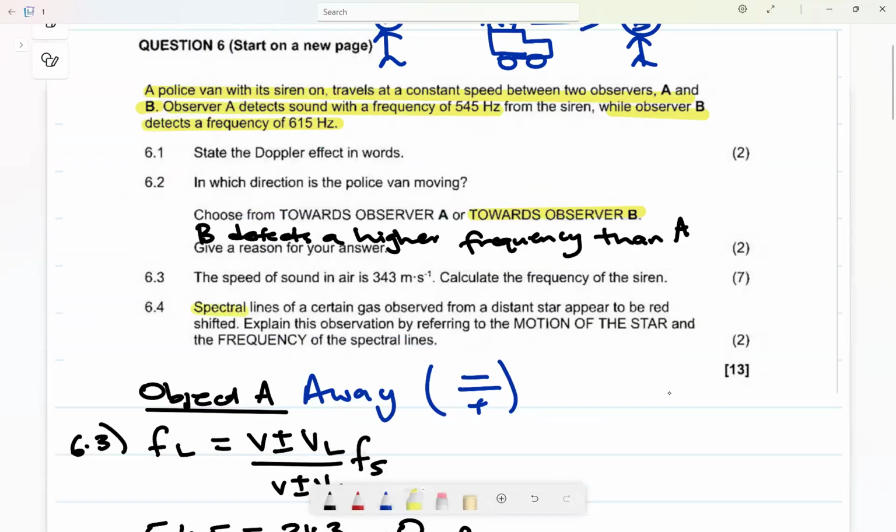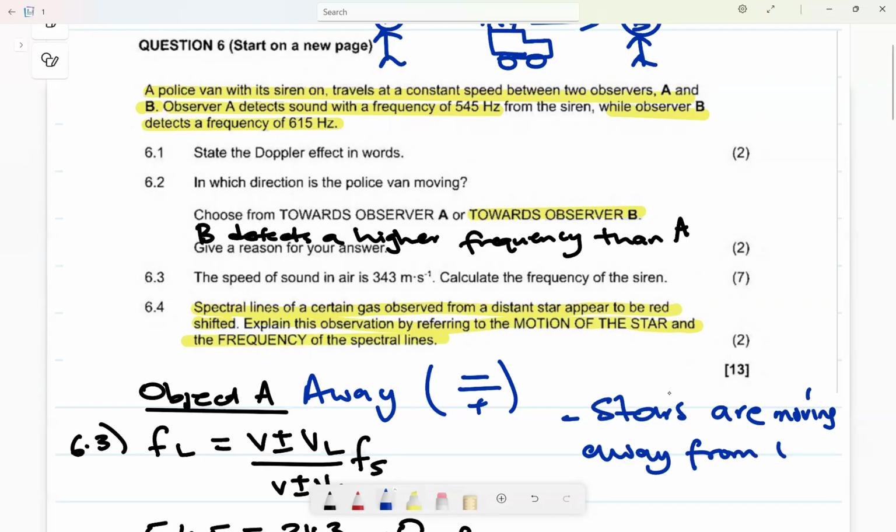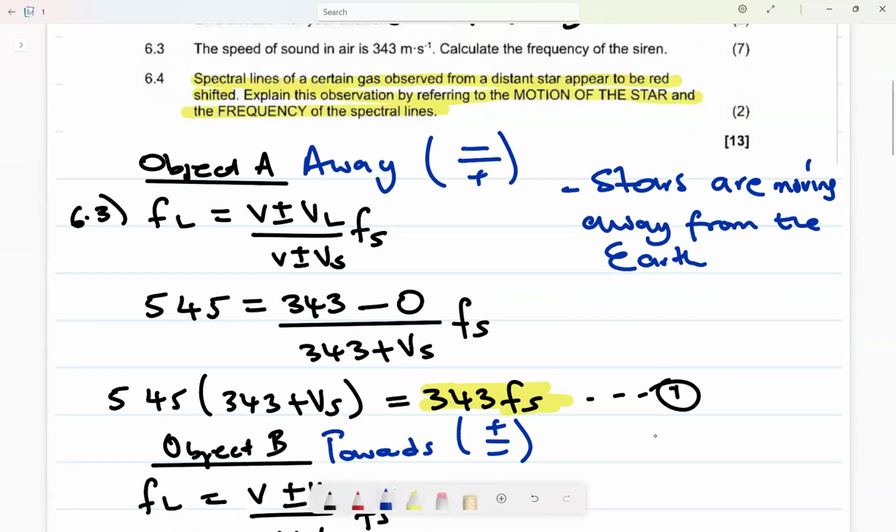6.4 says spectral lines of certain gas observed from distant stars appear to be redshifted. Explain the observation by referring to the motion of the star and the frequency of the spectral lines. We know that the stars are moving away from the earth, and the frequency is towards a lower frequency.